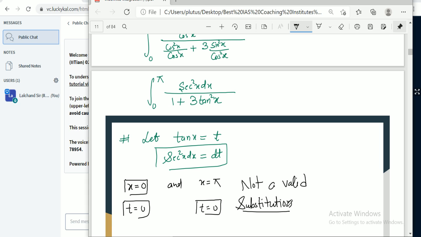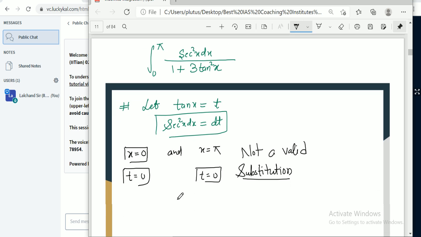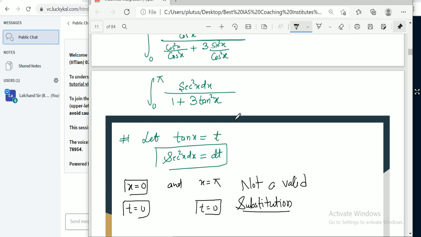So sometimes we have a problem like this. We substitute something, but that is not a valid substitution. So in this case, we cannot find out what the integral value is. We need to think of some alternative method, or we can say we cannot calculate. Every integral is not possible to calculate. Are you getting my point? So this is not a valid substitution.